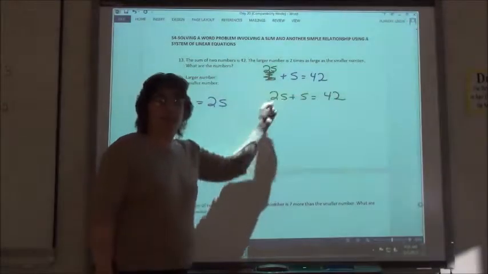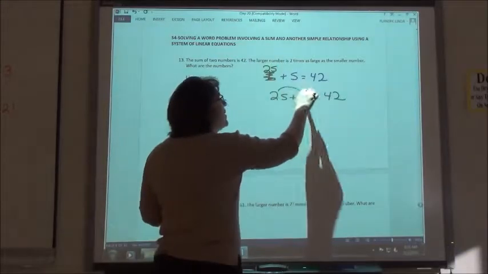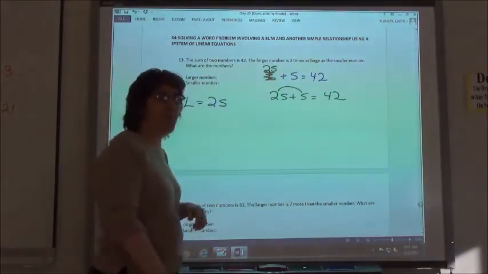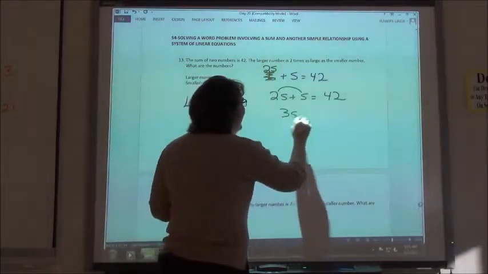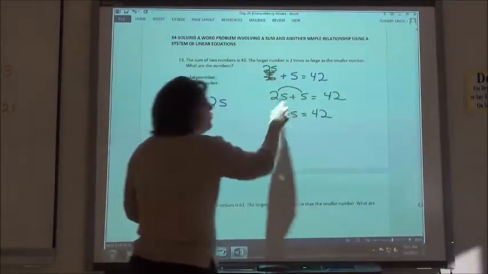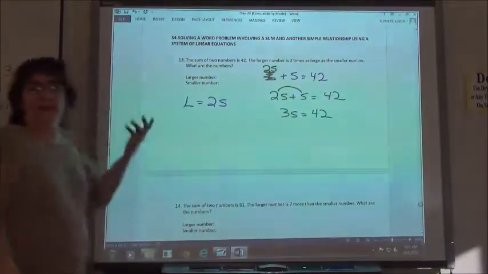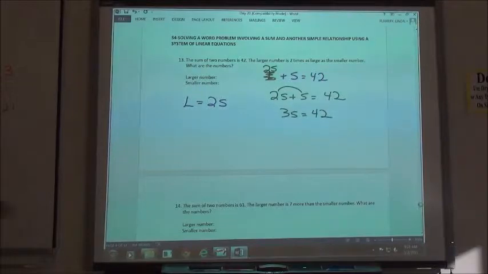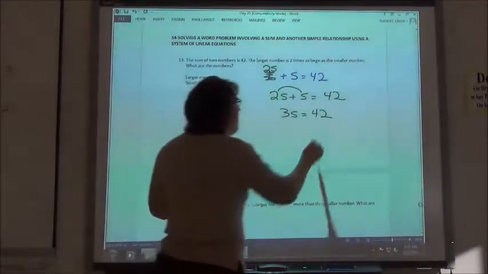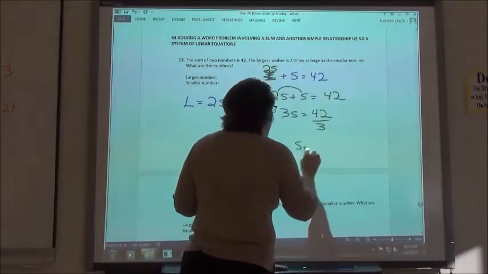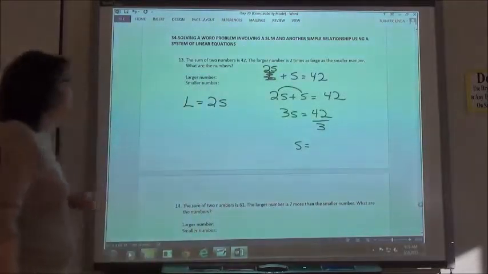Put the S's together, right? Combine our like terms. 2S plus S is 3 S's. 2 plus 1 is 3. Then it should be fairly easy to solve. All we have to do is divide, right? 42 divided by 3.